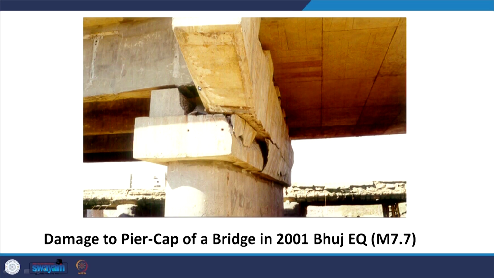This is one of the examples where there was damage to the pier cap of a bridge, and all this damage is related to the foundation failure. So, this was not simply that the pier cap has got damaged, rather the cause is below this, because ultimately the bridge will transfer the load to the pier, and the pier will transfer it through the foundation to the soil.